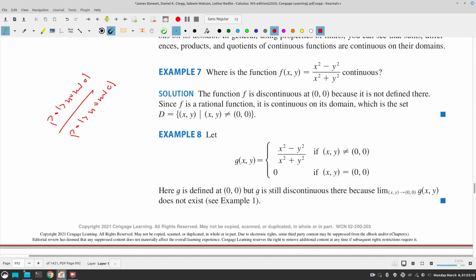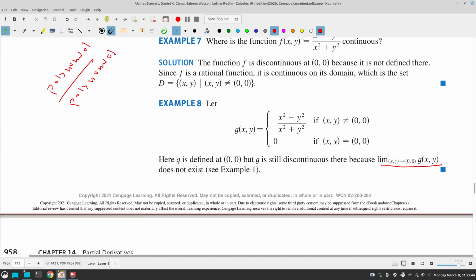But now what if we let g of x y be x squared minus y squared over x squared plus y squared if x and y are outside the origin, and 0 at the origin? Does that make it continuous? Well, no, it doesn't make it continuous at 0, 0. Why? Because as x and y tend to 0, 0, the limit is not defined.